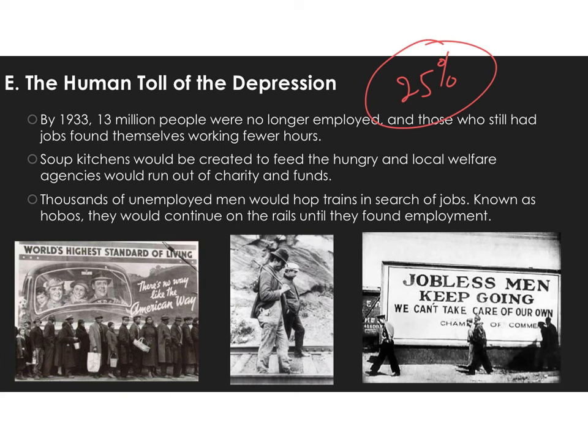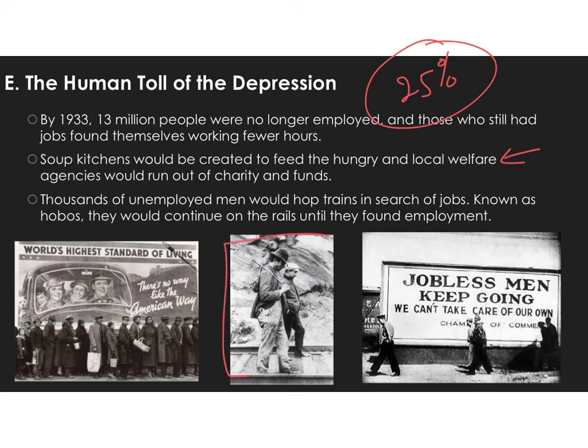Soup kitchens that were made to feed the hungry, and local welfare charities, agencies, churches, they ran out of funds. They couldn't help anymore. And this was Hoover's plan. He literally said, it's not the government's job to feed you. Charities should do that. Churches should take over. But they were running out of money.